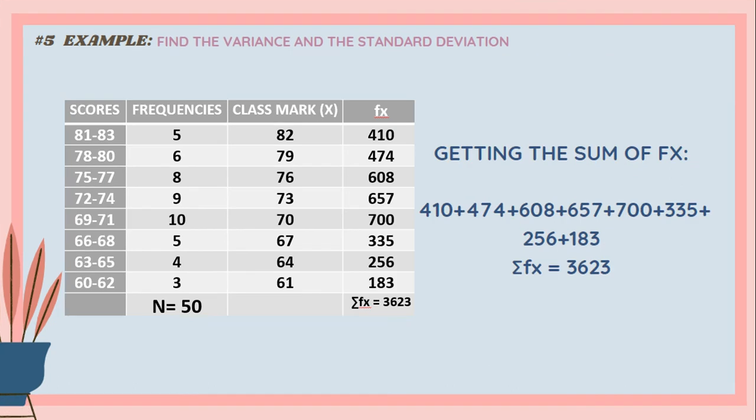And then, all you have to do after finding the fx is get its sum by adding all of these. So, 410 plus 474 plus 608 plus 657 plus 700 plus 335 plus 256 plus 183 is equal to 3,623. So, the summation of fx for this data is 3,623.